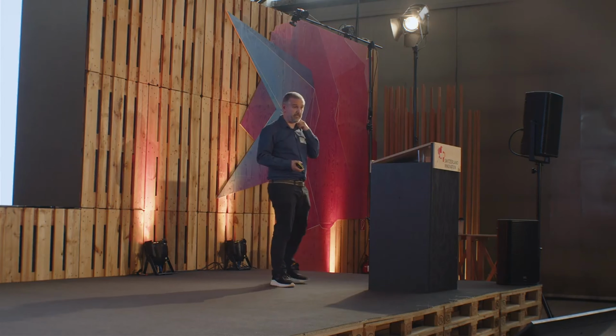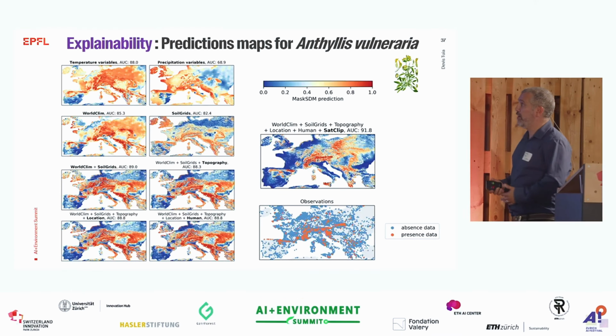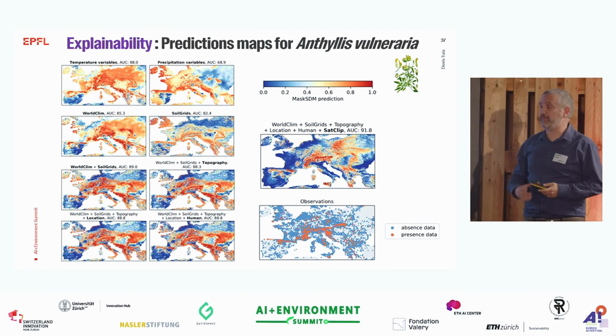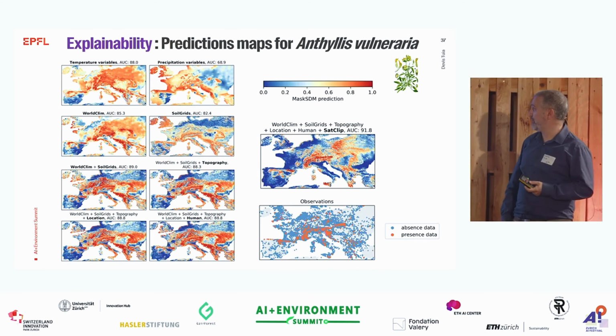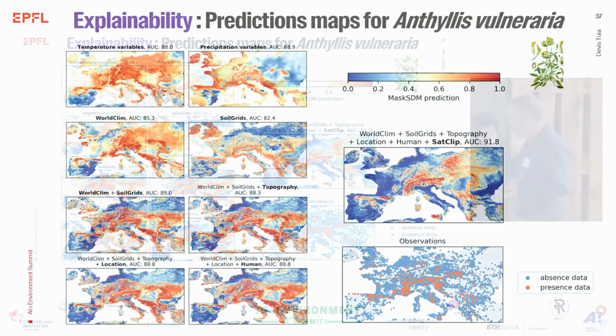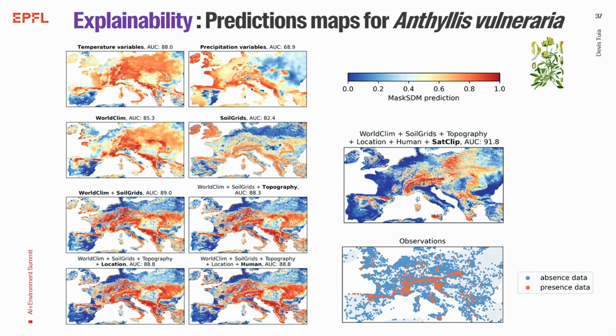And then, of course, you can map them. So you can predict all of your grid just with a subset of the data, and then you can see the distribution of your one species when you use only a subset of your parameters.